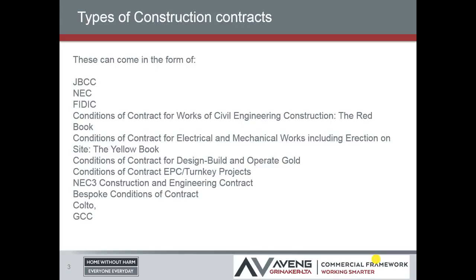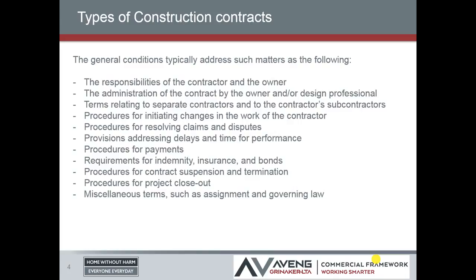So it's important that you at least understand what the various forms of contract are. And generally these contracts, and I'll get specifically into different clauses for notifications in later modules, but they're typically addressing matters such as the responsibilities of the contractor and those of the owner, and I'll cover that in more detail in a minute. The administration of the contract by the owner or his professional team, terms relating to separate contractors and to the contractor's subcontractors, procedures for initiating change in the work of the contractor. And I think that's one of the most fundamental reasons why construction contracts are so complex. It's to administer change in a way that can be managed, and the risks are understood.